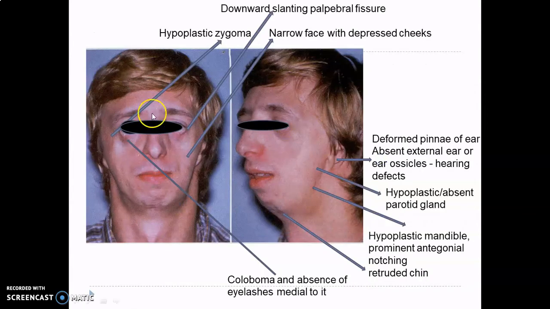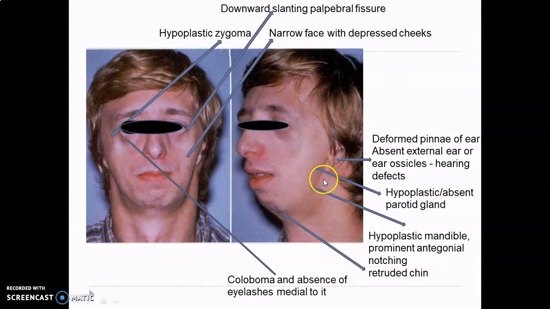The features of Treacher Collins syndrome are an underdeveloped or hypoplastic zygomatic bone, downward slanting palpebral fissures can be observed, and there is depressed cheek with a narrow face. There is something known as coloboma, which means a notch in the lower eyelid, and medial to coloboma usually there is absence of eyelashes. When you see the ear, there will be ear deformity, especially of the pinnae, or sometimes the external ear totally will be absent, or ear ossicles will be absent, which may cause hearing defects.